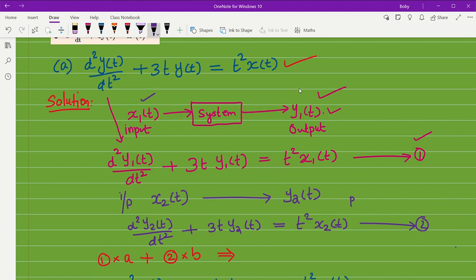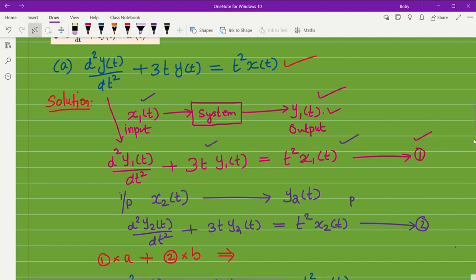Okay, so നമ്മുടെ ഡിഫറൻഷ്യൽ ഇക്വേഷനിൽ we have to replace x of t by x1 of t and y of t by y1 of t. Okay, so the differential equation becomes d square y1 of t divided by dt square plus 3t y1 of t is equal to t square x1 of t. So input x1 of t യും output y1 of t യുമായിട്ട് ഇവിടെ സബ്സ്റ്റിറ്റ്യൂട്ട് ചെയ്തു. Okay, so this is the first equation, equation number 1.